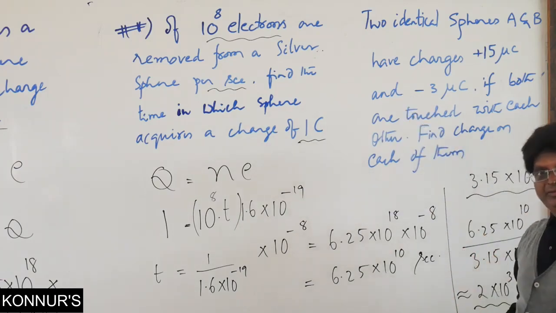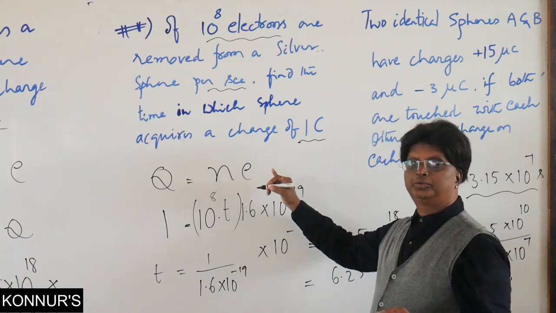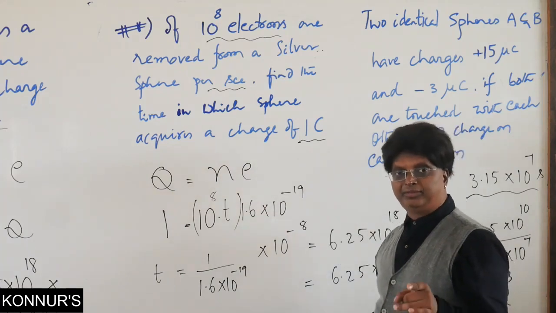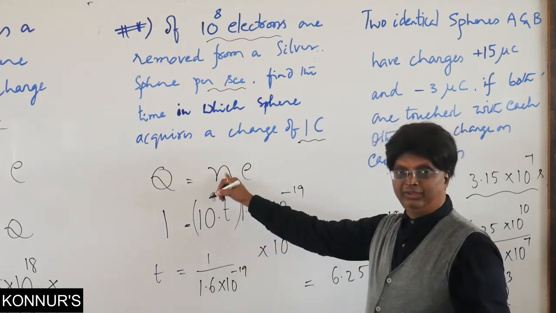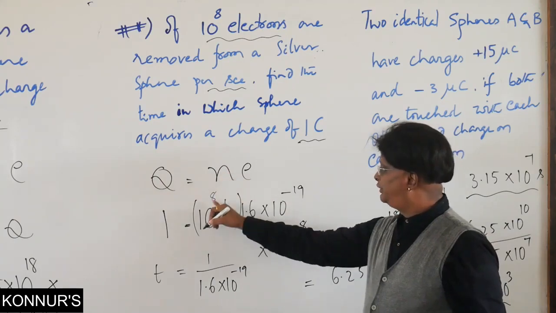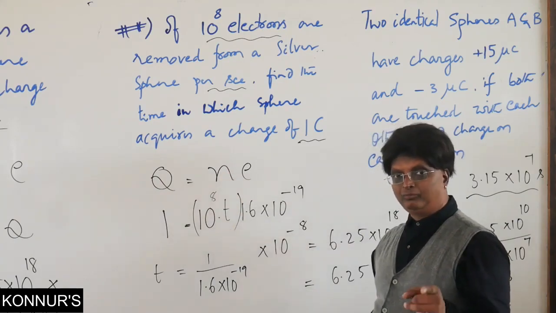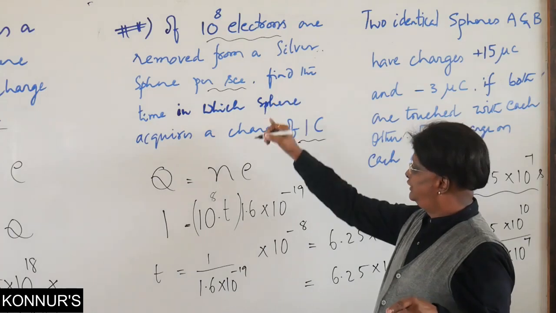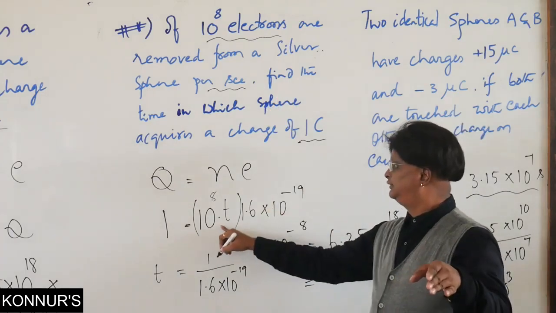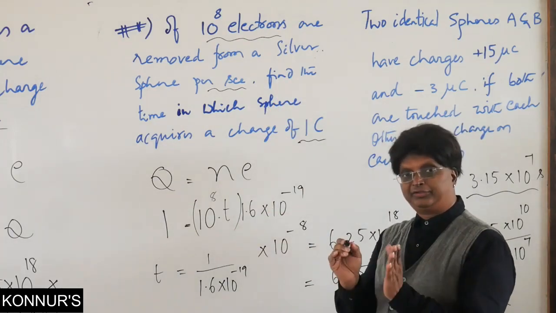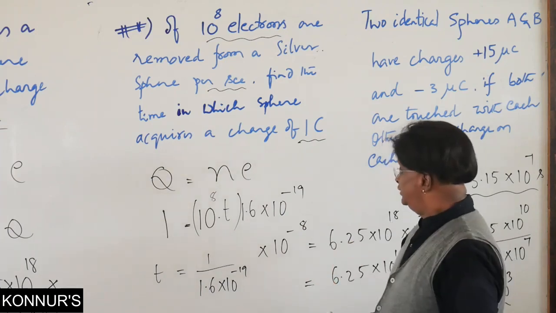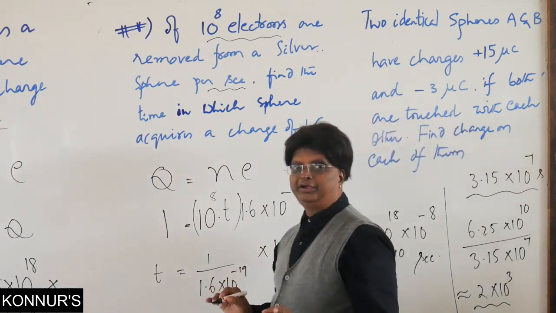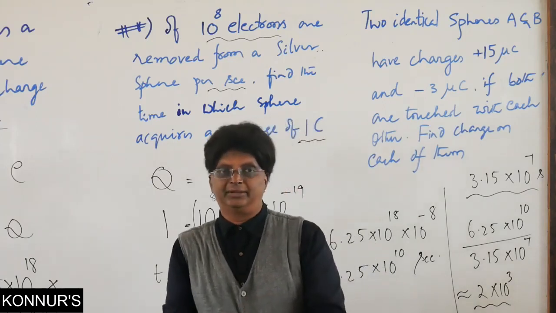So again, the example is based on Q is equal to Ne. Here the most important thing is writing the value of N. N value is 10 power 8 into T, which I have taken. Why? Because it is per second and we want the time. Therefore, this is the total number, and this is the total time that is taken. See, Q is equal to Ne. I did one or two such simple examples.